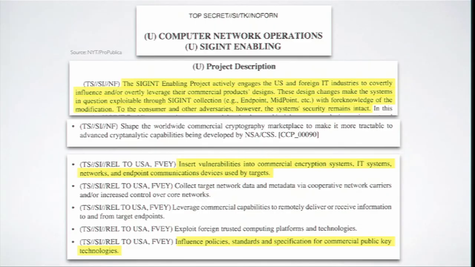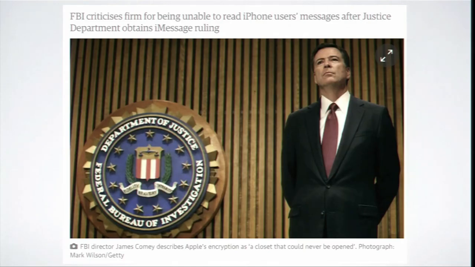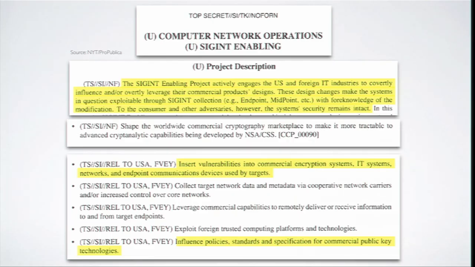Then there's a slide like this one, which talks about a project called SIGINT Enabling. This is a top-secret project to basically go to vendors and mess with their crypto and mess with crypto standards to make them broken. And they even talk about a handful of examples, a couple of things you probably can't see from the back, but they talk about inserting vulnerabilities into commercial encryption, IT systems, networks, and endpoint communications devices used by targets. And they even give examples, which I don't have on here, of actually backdooring VPN encryption chips. So this is bad stuff.